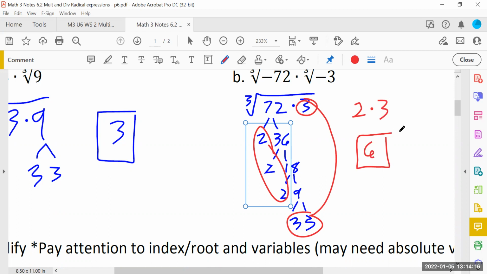So negative times negative is a positive. So you could leave them and do that at the end, or you can do it at the beginning. They're cube roots, so they're not imaginary or anything like that. They can just be negative. But since you've got 2 of them, they end up canceling out.